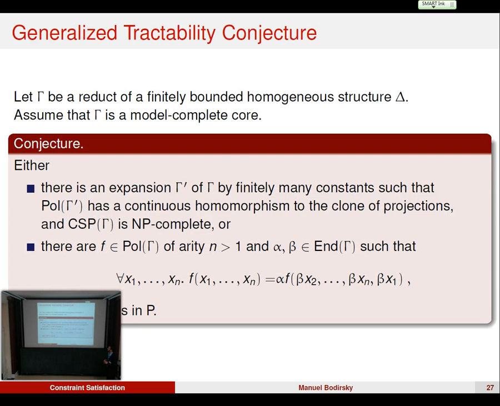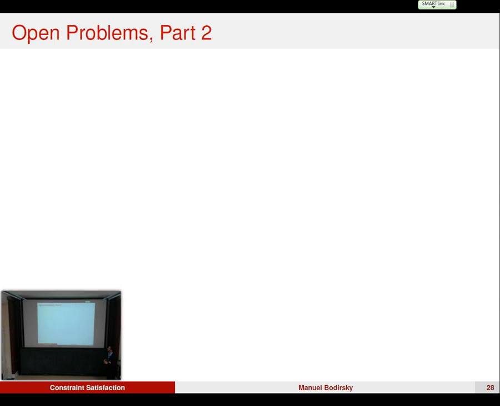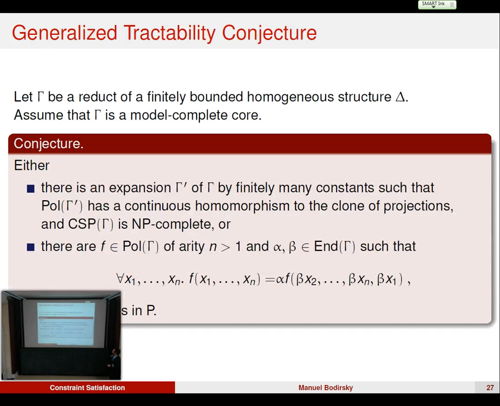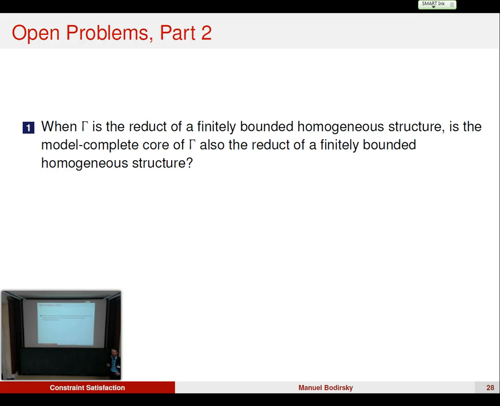Open problems. This is the second part of open problems. There's one subtle point. Gamma is a reduct of a finitely bounded homogeneous structure in the conjecture. We would like to assume that gamma is a model-complete core, because then we can do this better. But it's not clear a priori whether the model-complete core of a finitely bounded homogeneous structure is again finitely bounded. So that's a combinatorial question for you.